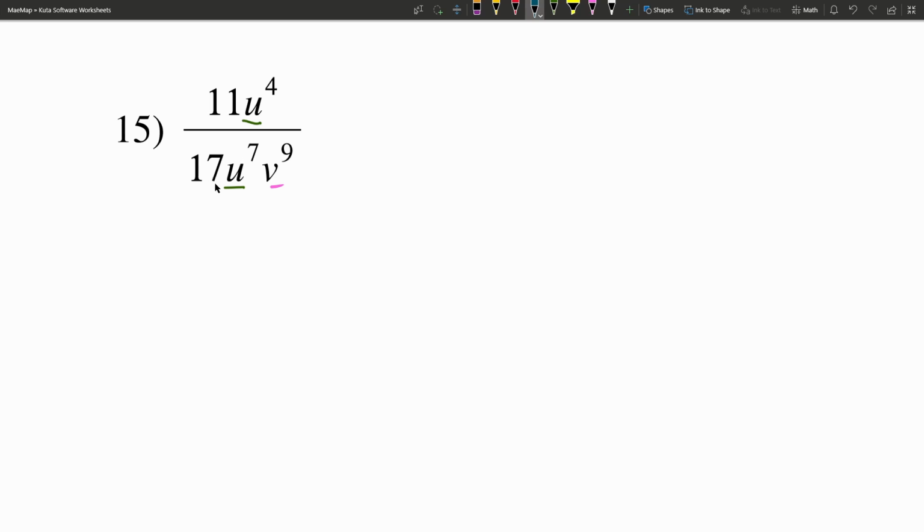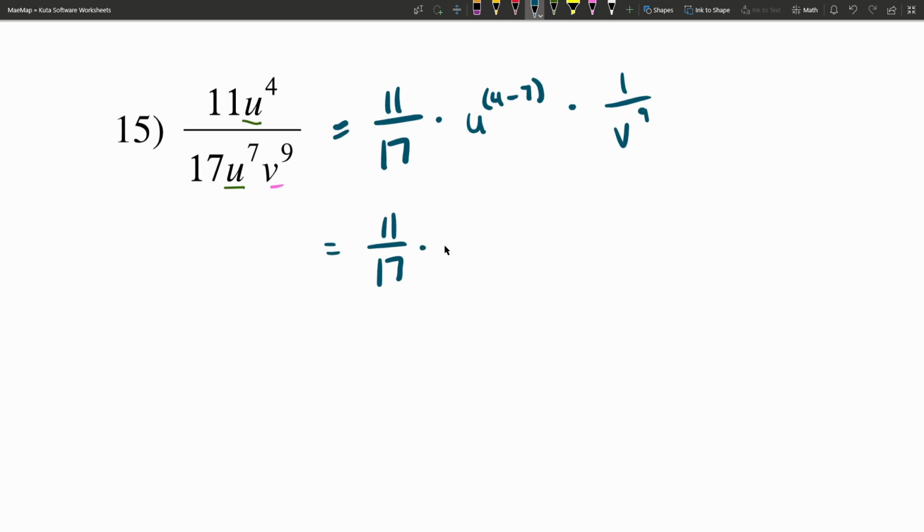My coefficients 11 and 17 cannot be simplified down, so I have 11 over 17 times my u to the 4th over u to the 7th can be written as u to the 4 minus 7. And then I have my v to the 9th in my denominator, so that's 1 over v to the 9th. I'll get 11/17 times u to the negative 3 times 1 over v to the 9th.